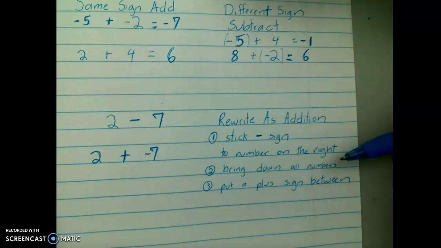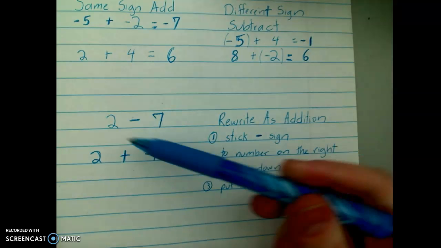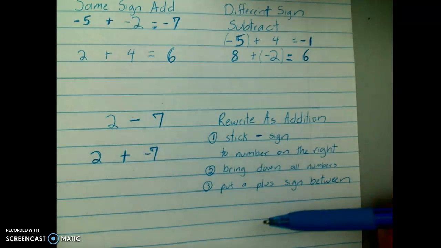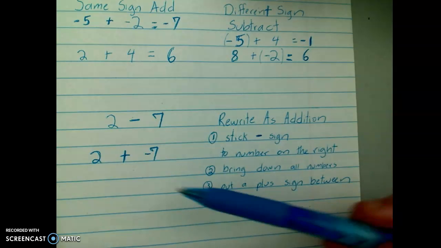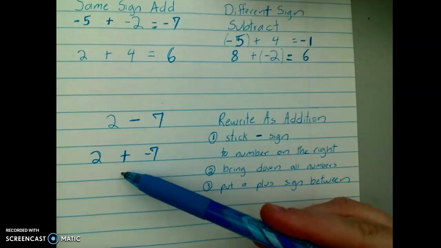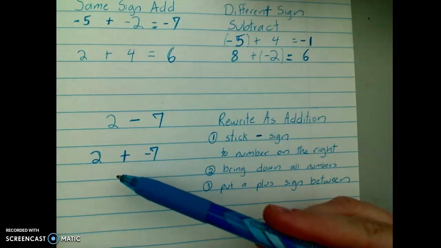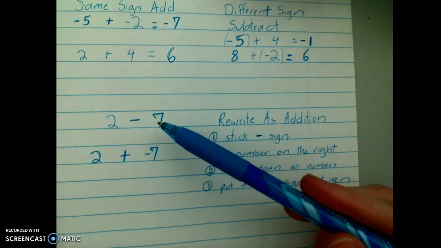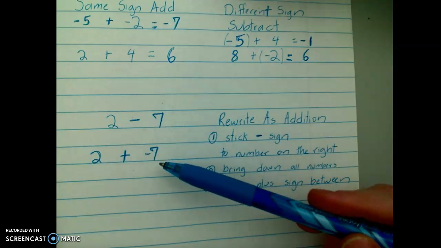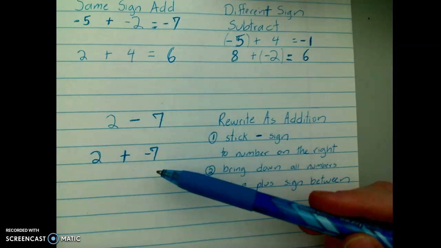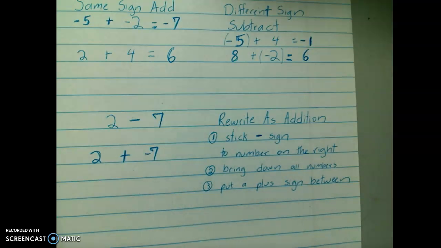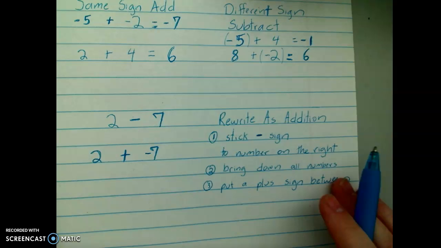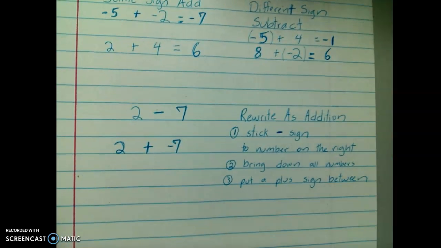Then we had to bring down all the other numbers, okay, bring the 2 down. And then we are going to put a plus sign between them. And you have successfully rewritten 2 minus 7 as an addition problem. And these will mean the exact same thing. Okay, now let's practice that just a few times so we can get the hang of it.